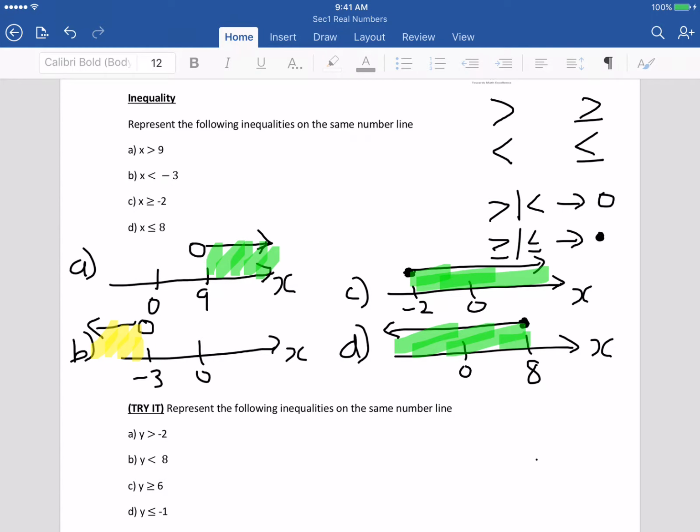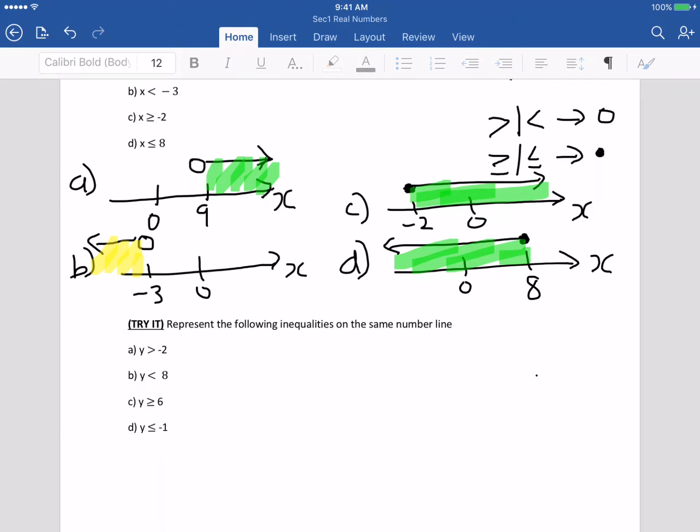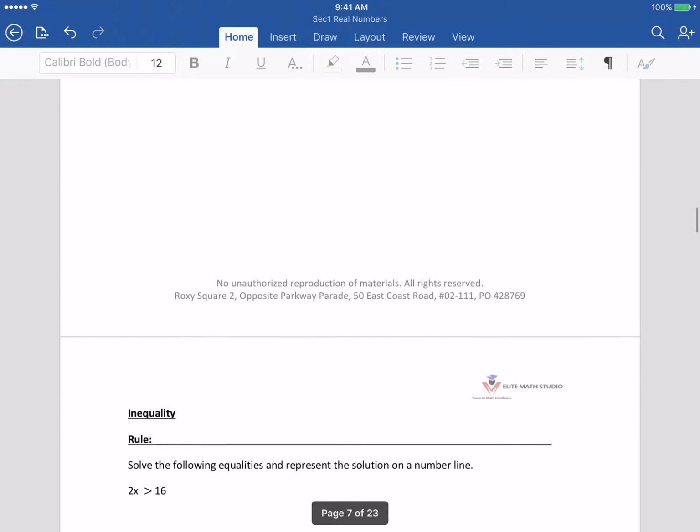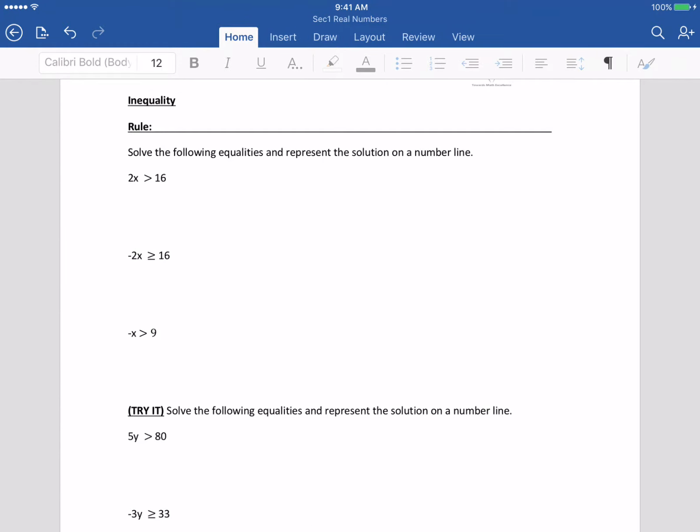Same thing, I will give you an example. Please pause the video and try it yourself. Next one for inequality is actually a special rule. This is supposedly learned when you go to Sec 2 or upper secondary, but maybe you try this one. The question asks you to solve the inequality and represent the solution.